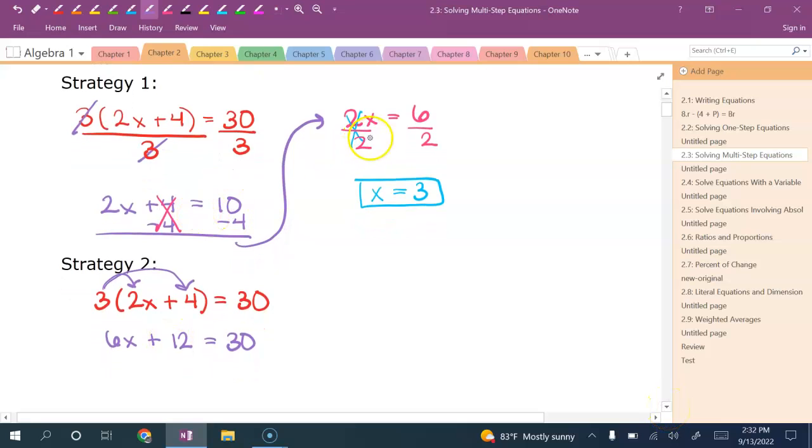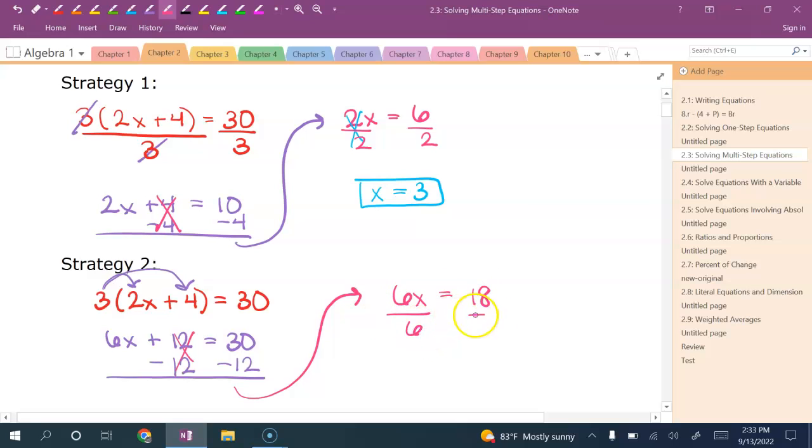Then, following the same pattern that we did on that first strategy, I would subtract 12. Bring it up here again. I would have 6x equals 18. And then I would divide by 6. And I would still get 3.